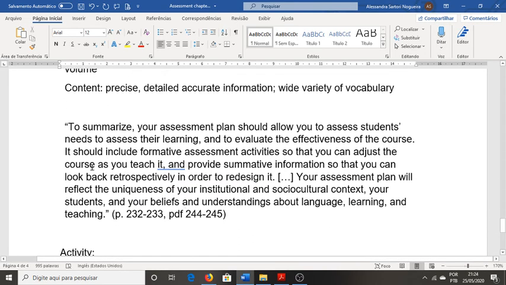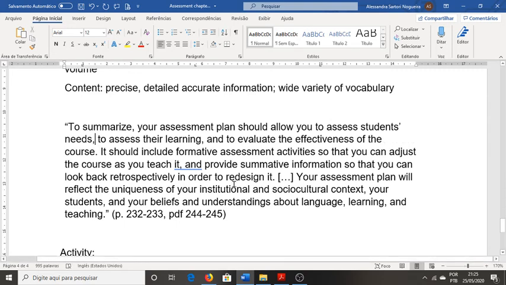Well, now I took this paragraph from the book because it summarizes everything, and she says, to summarize, your assessment plan should allow you to assess students' needs, to assess their learning, and to evaluate the effectiveness of the course. It should include formative assessment activities so that you can adjust the course as you teach it, and provide summative information so that you can look back retrospectively in order to redesign it. Your assessment plan will reflect the uniqueness of your institutional and social-cultural context, your students, and your beliefs and understandings about language, learning, and teaching.